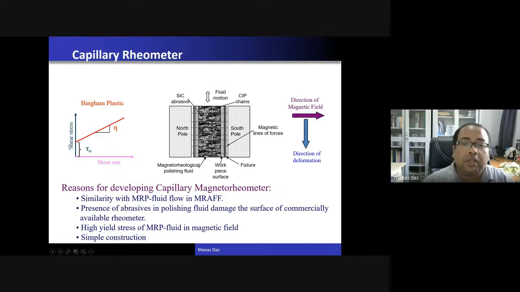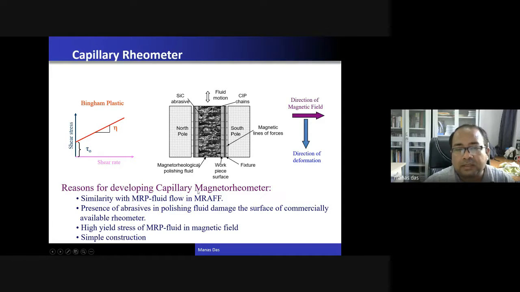When it has started flowing, there is a plastic viscosity. This graph is for a Bingham plastic. This MR fluid is mostly represented by a Bingham plastic fluid. Otherwise, Herschel-Bulkley and Casson fluid models are also considered.